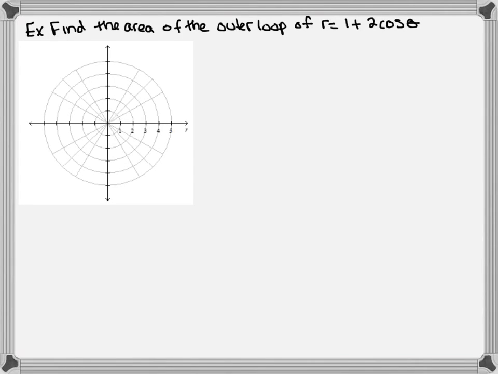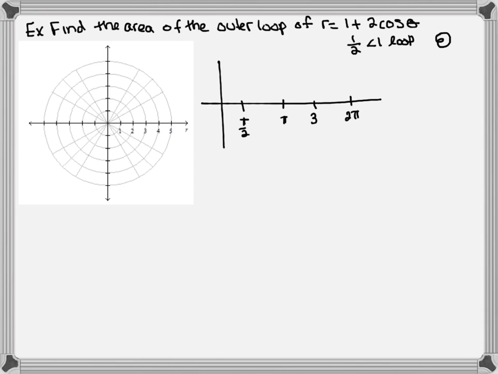Okay, so now we're going to find the area of the outer loop of r equals 1 plus 2 cosine theta. So if we graph this, we look at a over b, so it's 1/2, which is less than 1, so I know that it's going to have a loop. And because it's cosine, it's going to have a loop reflected on the x-axis. My period is 2 pi. My magnitude is 2, so it's cosine, so I'm going to make a u. And because it's 1, that means I'm going to move everything up 1.